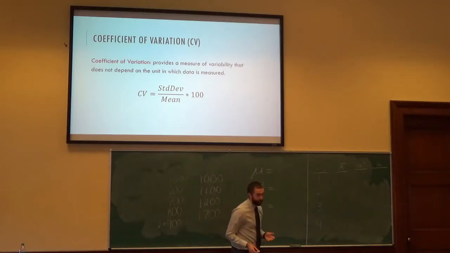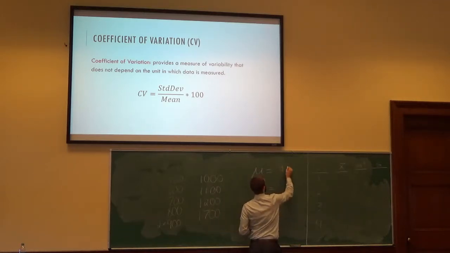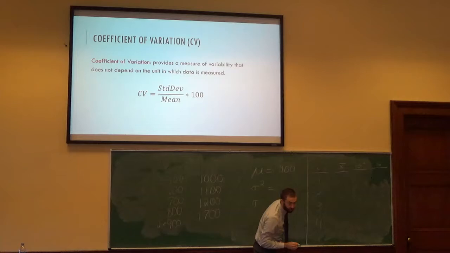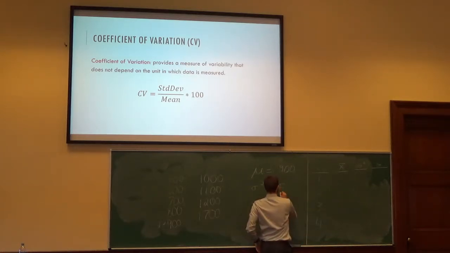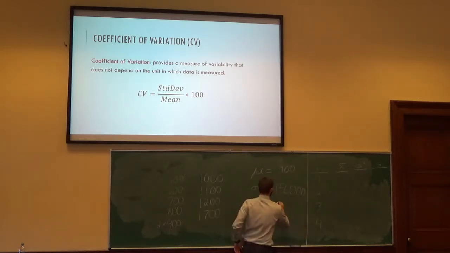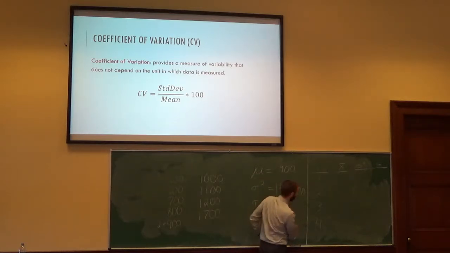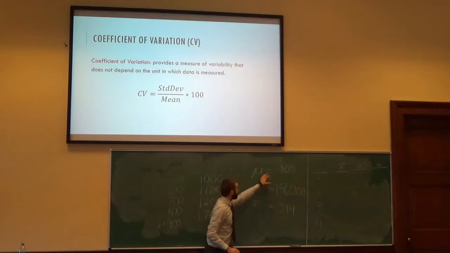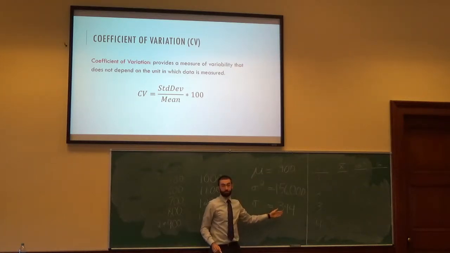So let's do that. The population mean is 900. The population variance is 156,000. And the population standard deviation is around 394. All right? That's the information for our population.